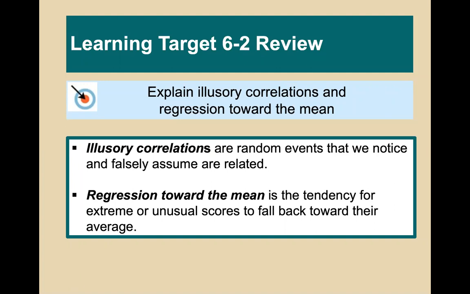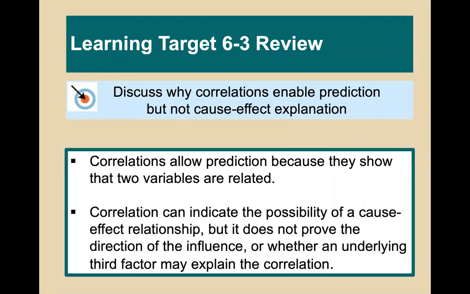Explain illusory correlations and regression toward the mean. Well, illusory correlations are random events that we notice and falsely assume to be related, like a tendency for bizarre behavior when there are more full moons. There are lots of different reasons why we can see illusory correlations, where we just are drawn to relationships between things and we want to find patterns in nature. But there's lots of times that we get tripped up by this idea that things are correlated, when if we actually took counts of how many times they were happening, it would show that there really isn't a relationship between two variables. The concept of regression toward the mean is a tendency for extreme or unusual scores to fall back toward their average.